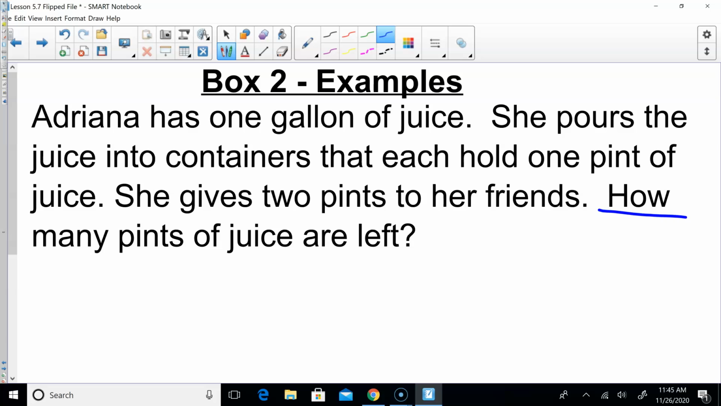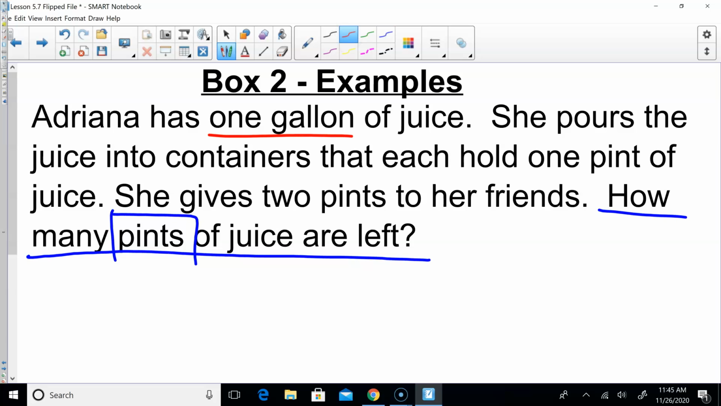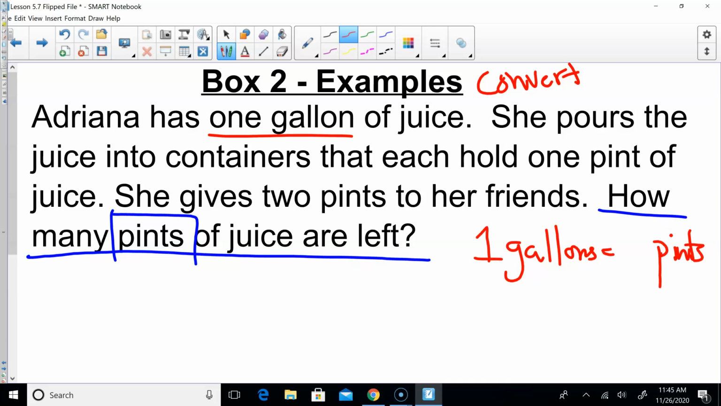So the question says, how many pints of juice are left? We're referring to pints as our measurement that we're going to see. And notice that she starts off with 1 gallon. So I always kind of put convert because I'm going to do some converting in here. So convert, she has 1 gallon to pints. She pours the juice into containers that each hold 1 pint of juice. So I got to probably figure that out first, how many gallons to pints. So gallons to pints. If I look at my notes, I know that 1 gallon equals, well, if there's 4 quarts in a gallon, 2 pints in a quart, that would be 8 pints.